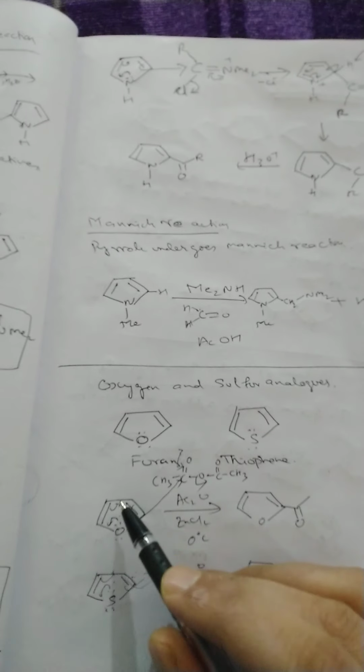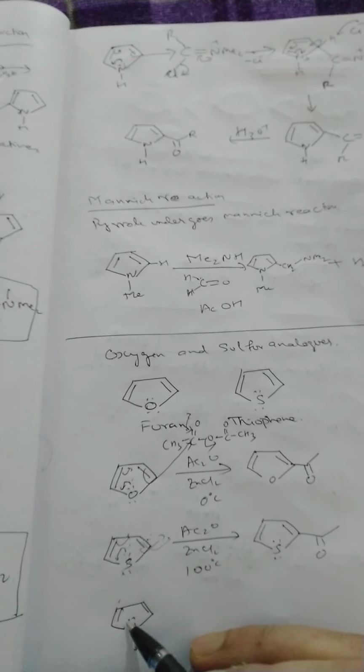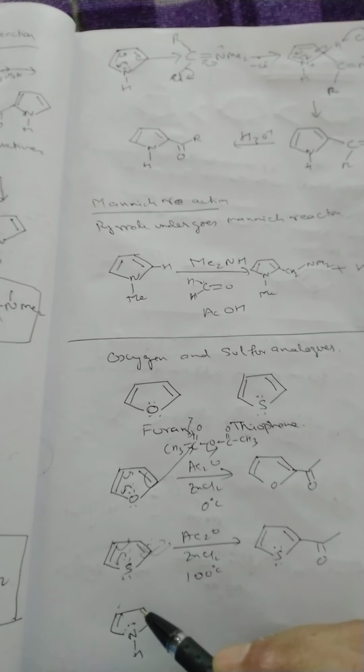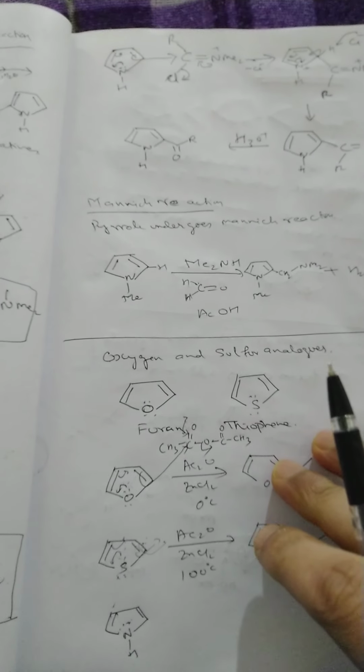And now if I tell you, between furan and pyrrole, which will be more reactive? One thing is very clear, this will be much less reactive than this also, because nitrogen also has a lone pair of electrons in 2p orbital. This also has a lone pair of electrons in 2p orbital. So think and tell me which will be more reactive, pyrrole or furan. Okay, we'll see the answer in the next page.